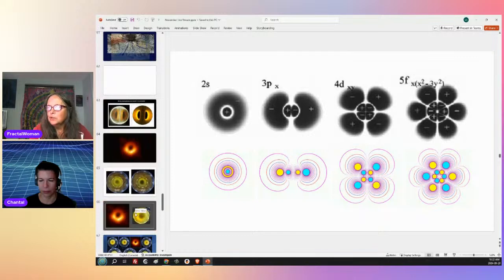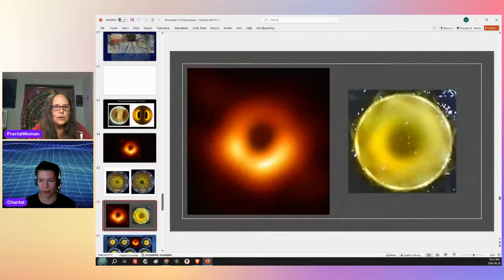Okay, so here we go. This is the picture of a black hole. And on the right is the picture of a ferrocell. Now, I don't know if you know what a ferrocell is. Heard about it, but I haven't thought much about it. So yeah.